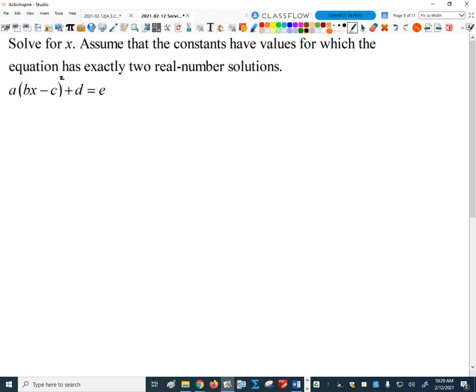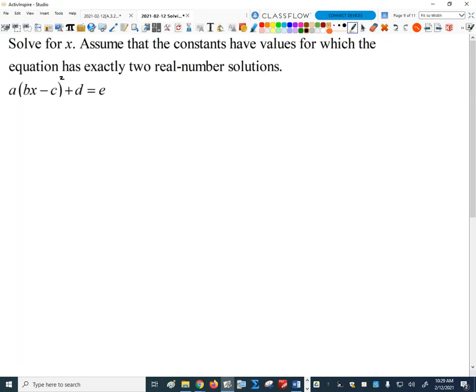When I end up isolating the x, are we going to be surprised if in our answers we see some a's and b's and c's and d's and e's? No, right? We would expect that those things would be there. But we're still going to get valid solutions in terms of whatever those values are, a, b, c, d, and e. Those are what we call parameters.